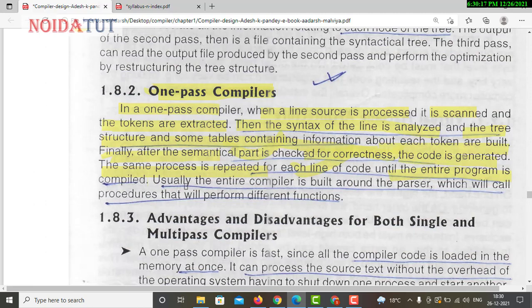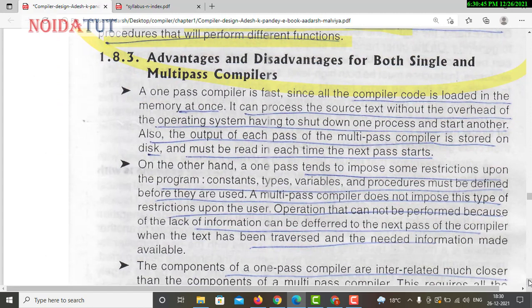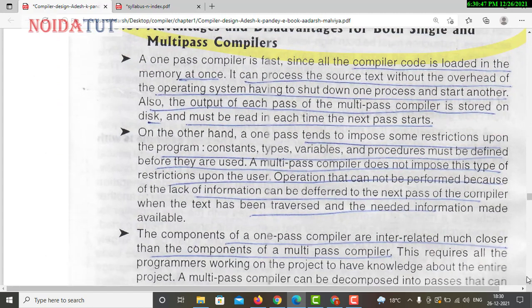So, usually the entire compiler is built around the parser, which will call the procedures that will perform the different functions. So, these are the entire part. We have already seen in the phases of compiler what phases are being used by the compiler. So, ये all these things, ये सारा चीज क्या है, will be followed by one pass compiler. यस सर. Fine. Now proceeding further, we are going to have a look at the advantages and disadvantages of both single pass and multi pass and where it is used.